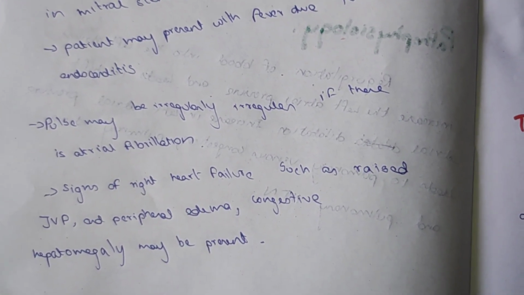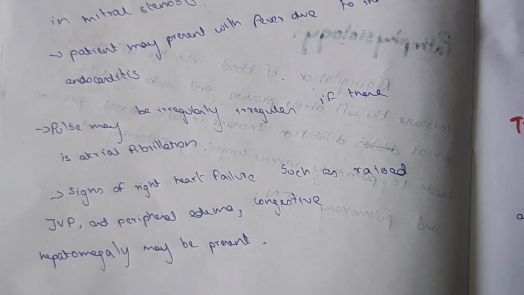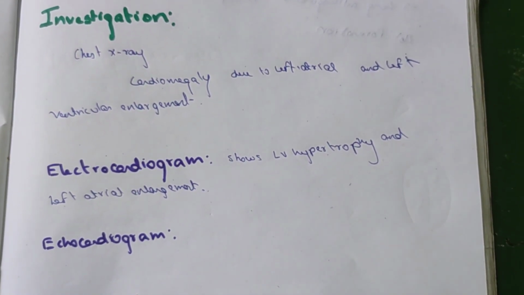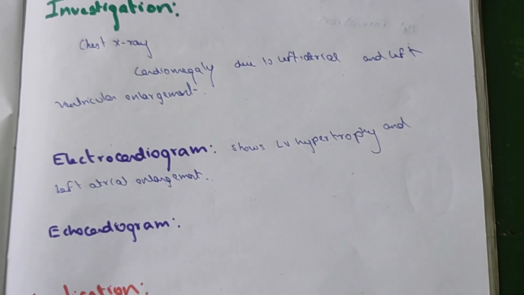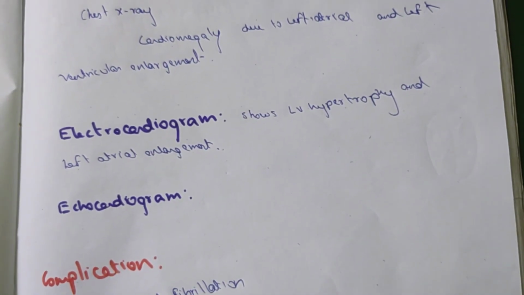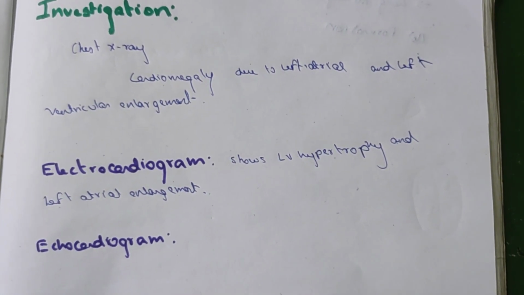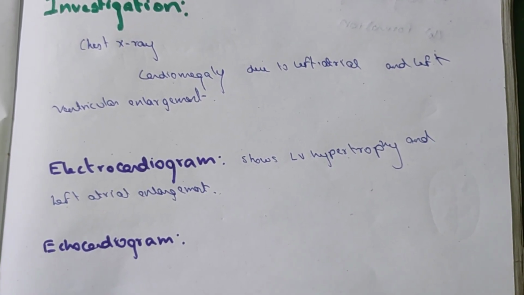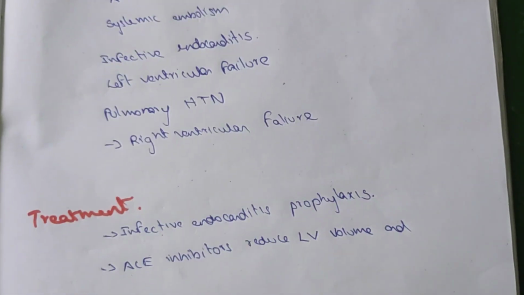Now we will see the investigations. How can we find that the patient has mitral regurgitation? With the signs we should relate to the investigations. The investigations are chest X-ray, which shows cardiomegaly due to left atrial and left ventricular enlargement. When we take the chest X-ray, the heart will be so big that it shows left atrial as well as left ventricular enlargement. Electrocardiogram shows left ventricular hypertrophy and left atrial enlargement. Echocardiogram is also done.